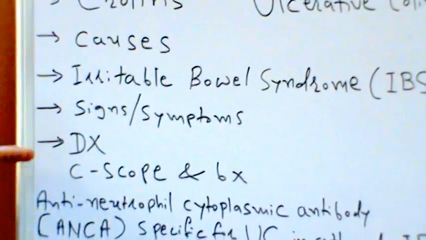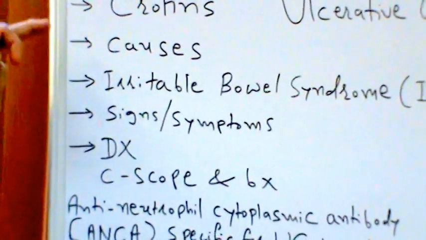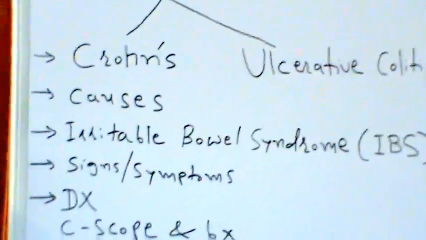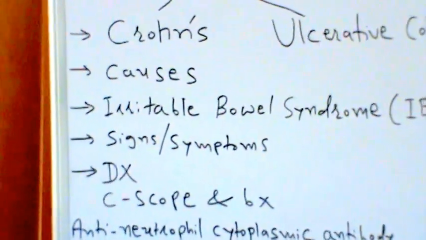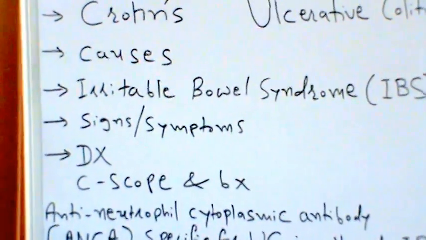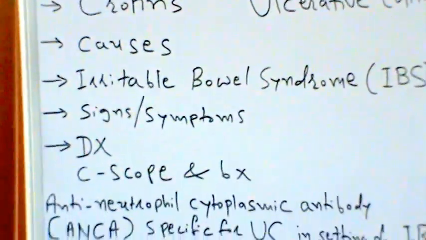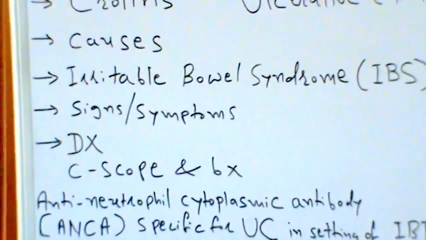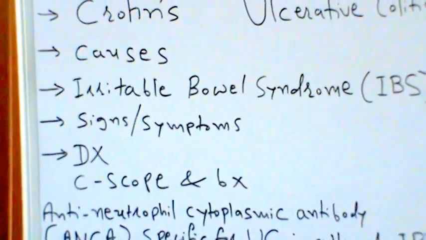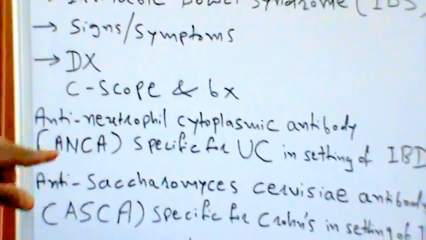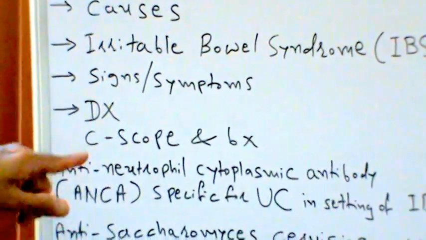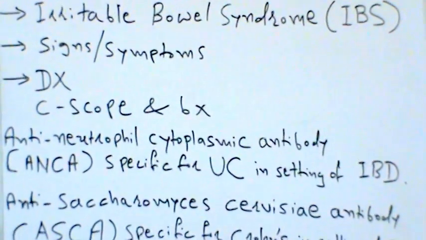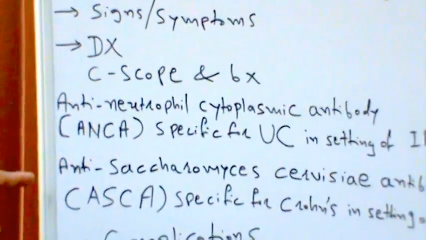So now the question is, how do we diagnose Crohn's and or ulcerative colitis? Quite honestly, due to the overlap in the symptoms, it is often difficult. But generally, the C-scope, or the colonoscopy, and the biopsy play a big role. And there is some literature to support that, and I am not going to even dare to pronounce this, but ANCA is specific for ulcerative colitis. Likewise, ASCA is specific for Crohn's.